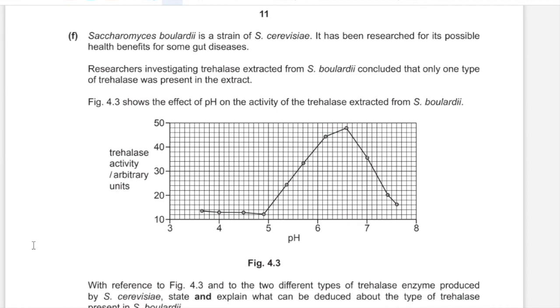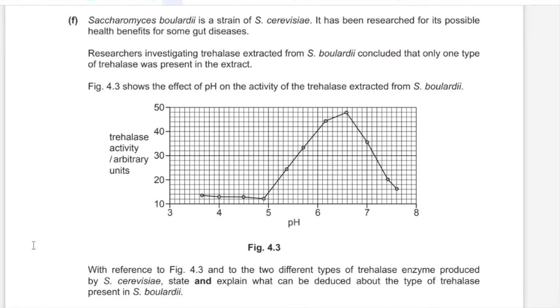F. Saccharomyces boulardii is a strain of S. cerevisiae. It has been researched for its possible health benefits for some gut diseases. Researchers investigated trehalase extracted from S. boulardii, and concluded that only one type of trehalase was present in the extract.